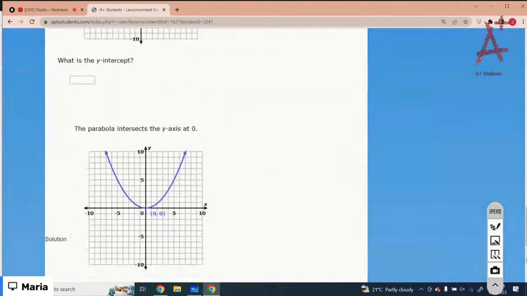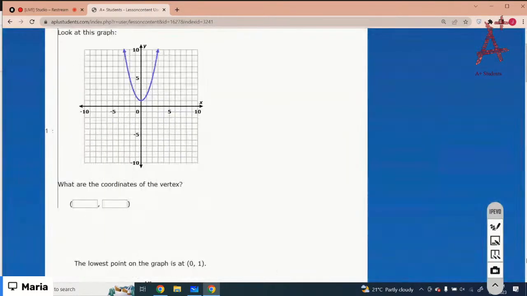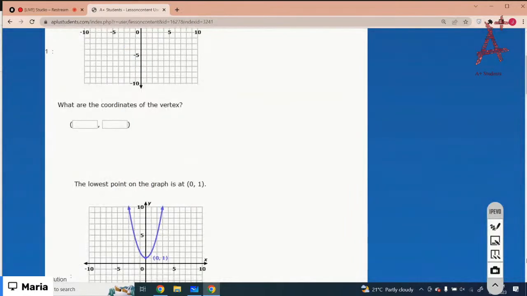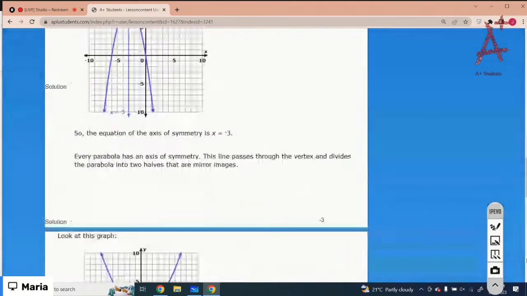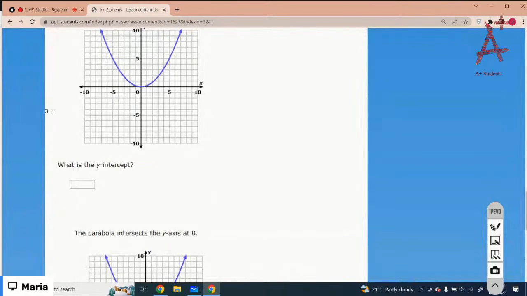The last one: look at the graph. What is the y-intercept? We have to write the y-intercept of the parabola. Basically, the y-intercept of the parabola is the point where the graph is touching the y-axis. Got it? So the graph is touching the y-axis at the origin, 0, 0. X value is 0 and y value is 0. So the y-intercept of this parabola is 0. Got it?